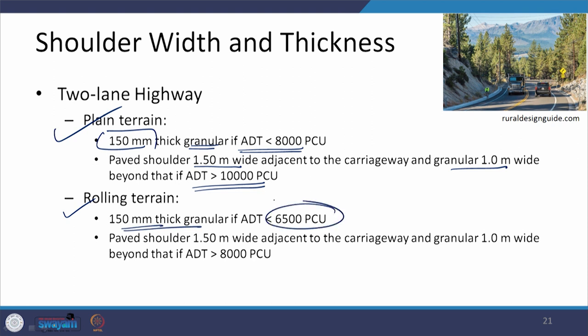Similarly, in the case of rolling terrain, though this 150 mm thick granular remains, the value changes in terms of ADT, now it reduces to 6500, and the paved shoulders, again they are 1.5 meters and 1 meter, but the ADT here is talked about in terms of more than 8000 PCU.